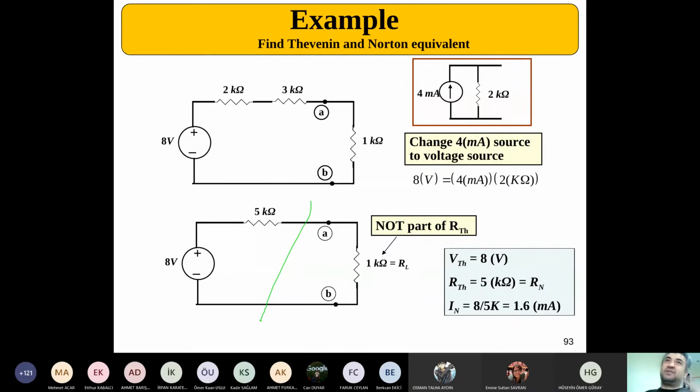And if I want to turn this Thevenin equivalent into a Norton equivalent circuitry, all I have to do is make this resistance in parallel with a current source, which value can be found by just dividing the 8 volts by the 5 kilo ohm value, that is 1.6 milliamps. The same thing can be obtained.